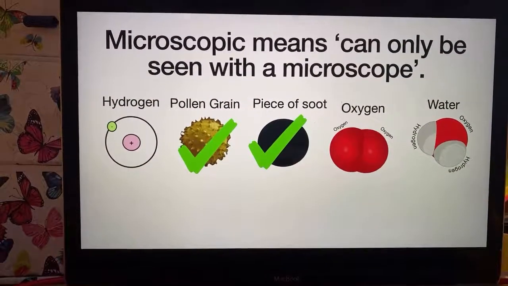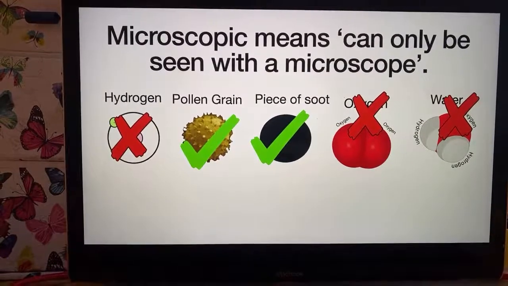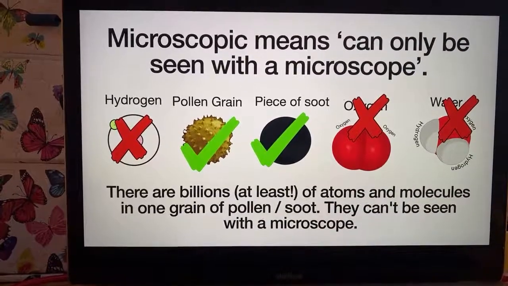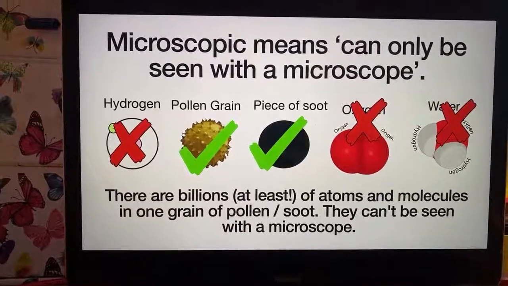Pieces of soot are also microscopic. You can see those with a microscope. Hydrogen and oxygen and water? No, they are not. You cannot see those through a microscope. There are at least billions of atoms and molecules in one grain of pollen. You cannot see them with a microscope.